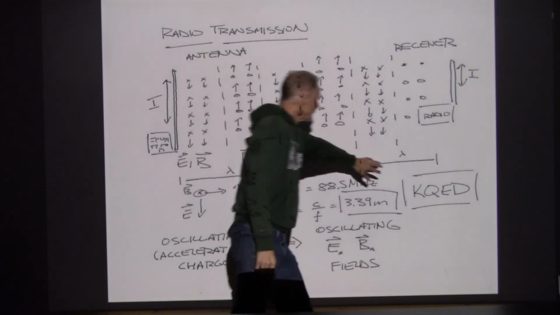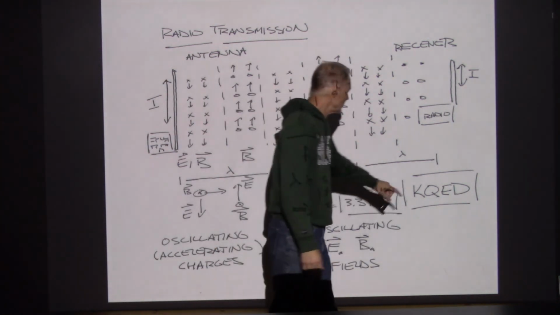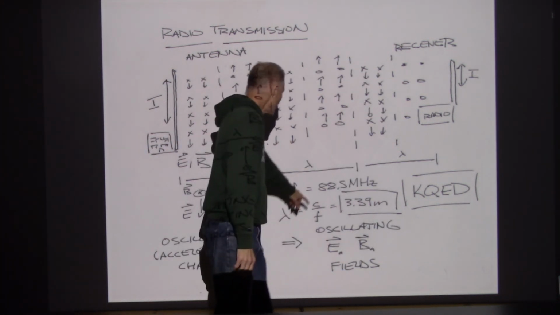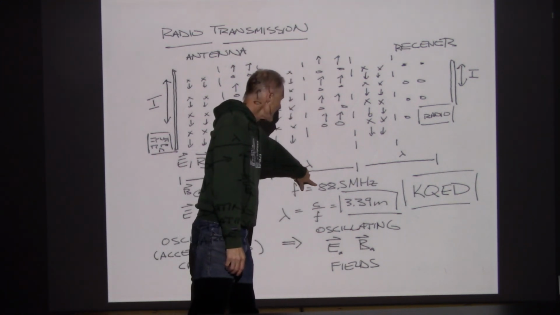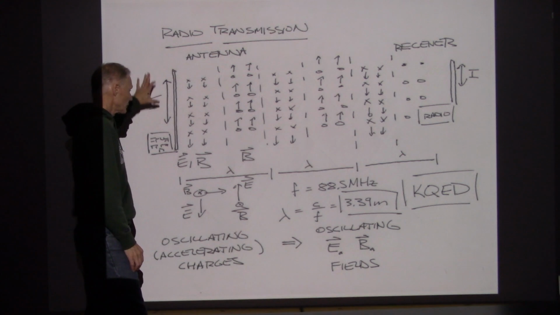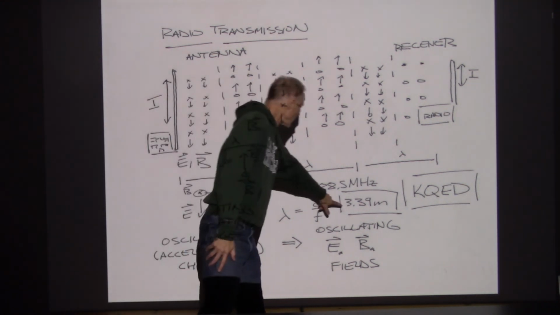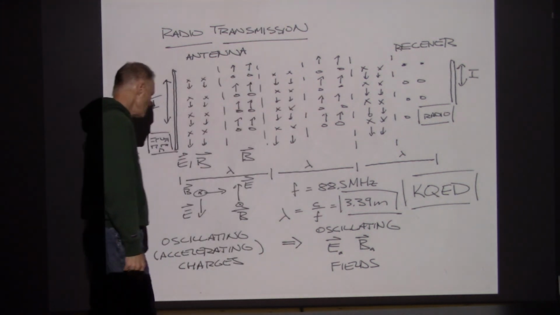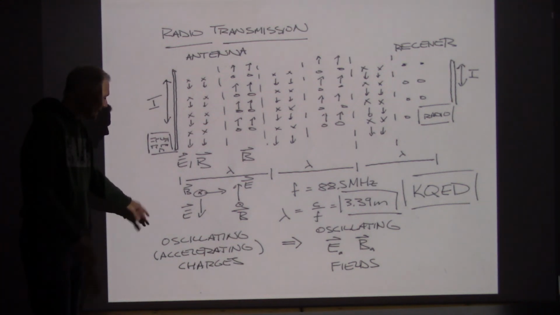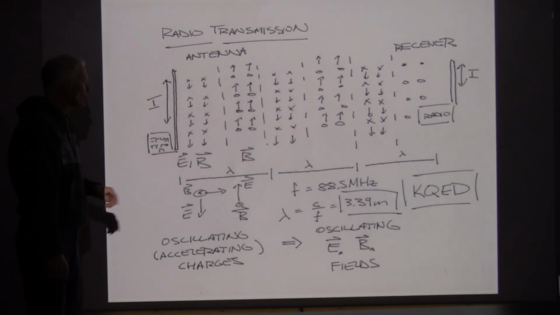So I'm going to say, again, my favorite radio station, KQED, so that's going to be a frequency of 88.5 million hertz. That's the oscillation frequency from the antenna. The wavelength is 3.39 meters. Oscillating, accelerating charges are generating oscillating electric and magnetic fields. Okay, I'm going to stop there.